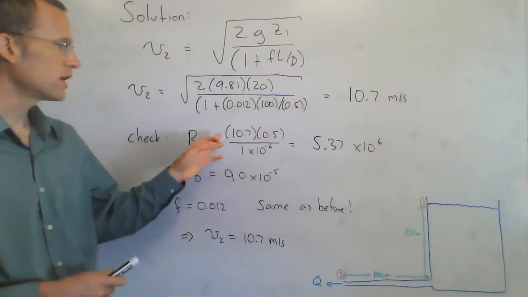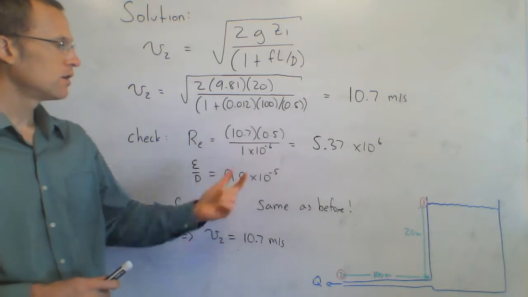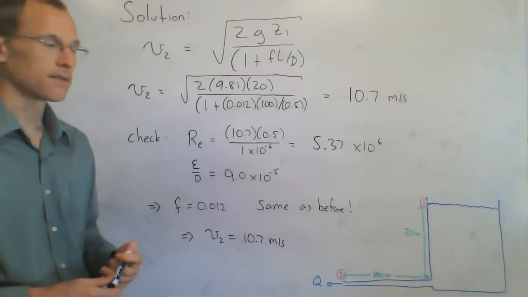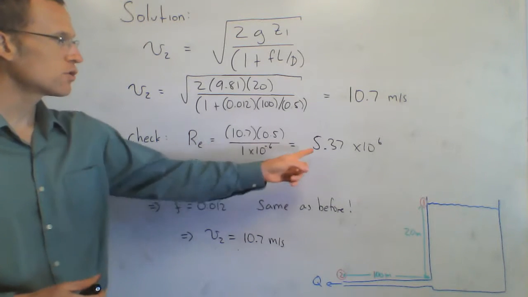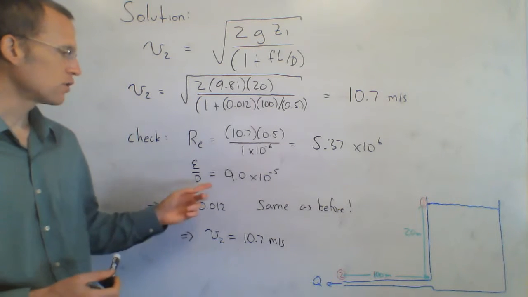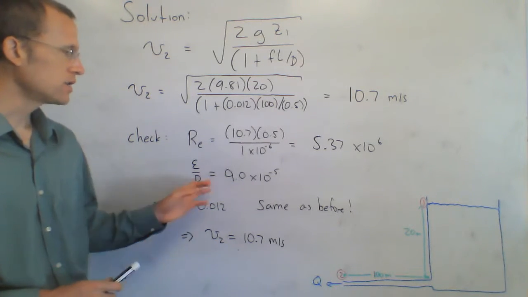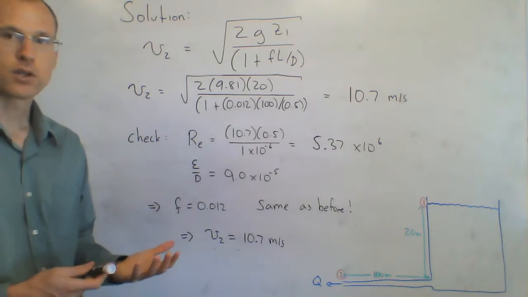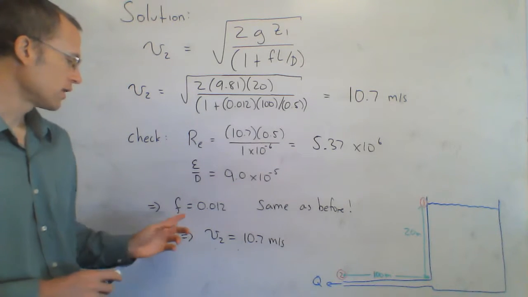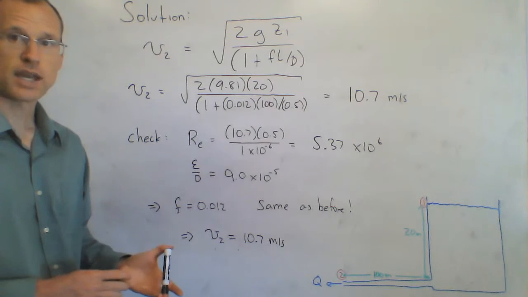So Reynolds number: 10.7 meters per second, 0.5 meters of diameter, kinematic viscosity 1 times 10 to the negative 6 again. New Reynolds number of 5.37 times 10 to the 6th. Epsilon over D stays the same, 9.0 times 10 to the negative 5. With these two values, again using the equation or Moody chart, whatever you want to use, gives me an f value of 0.012, which is the same as what we had before.